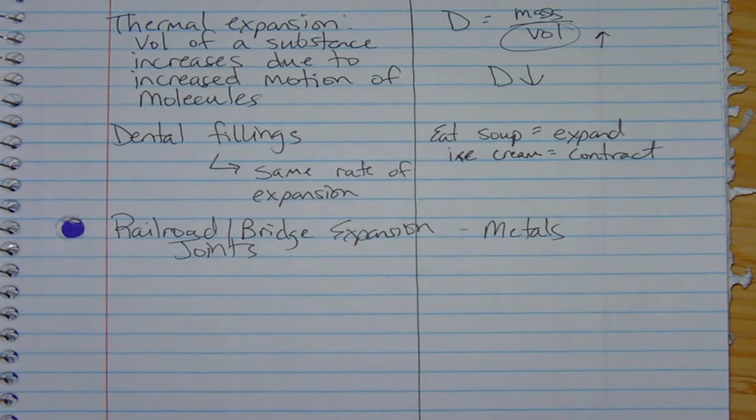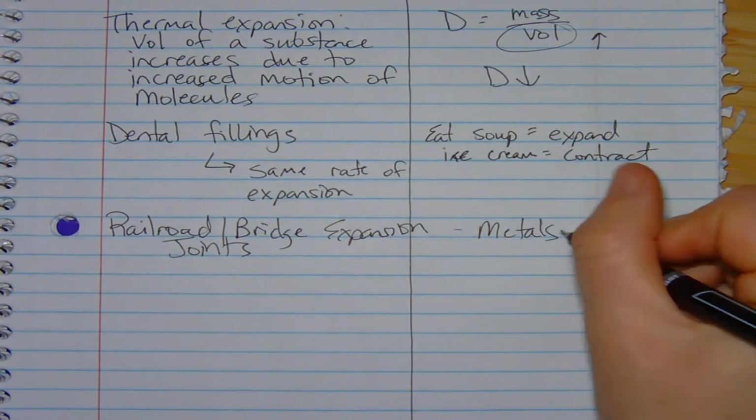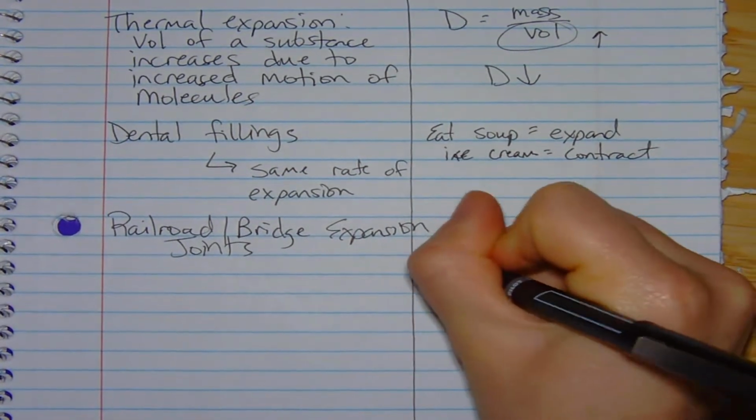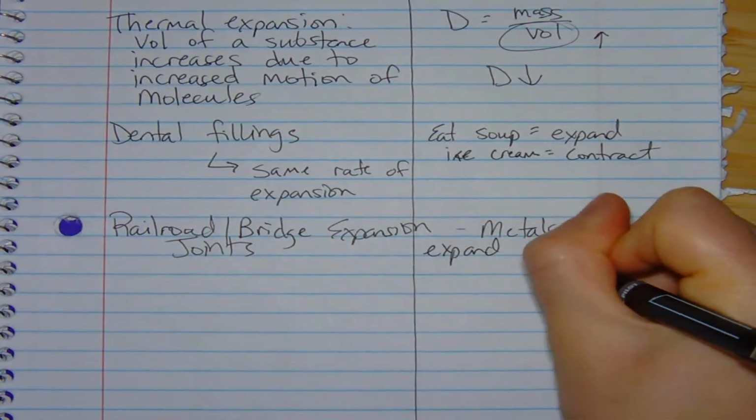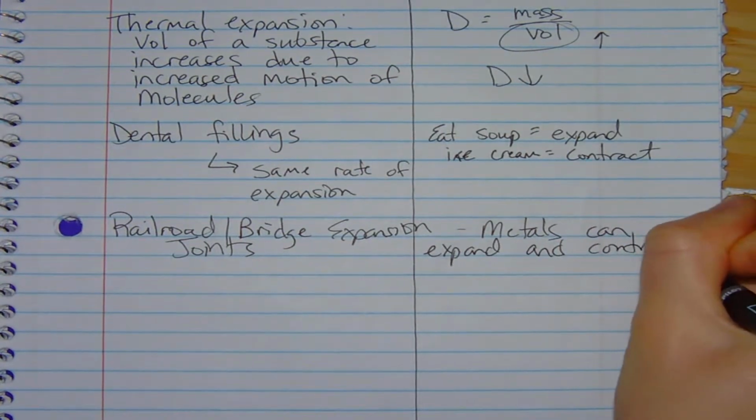And metals have huge rates of thermal expansion. So you might think at first, man, we don't want them to expand. But think about what a metal can do. Metals can expand and contract without breaking.